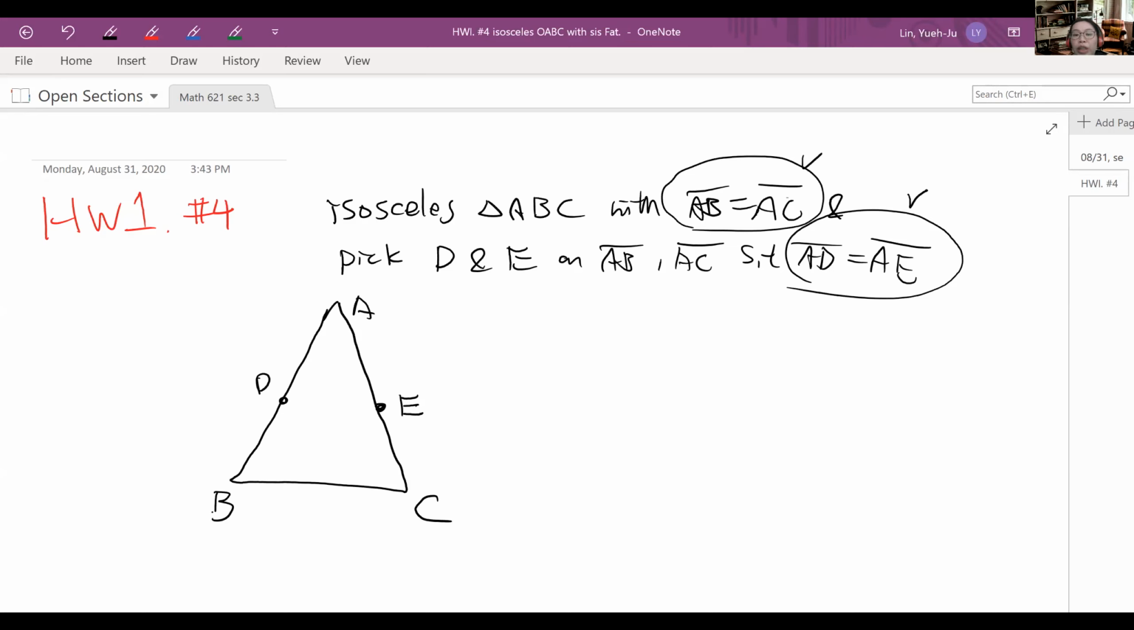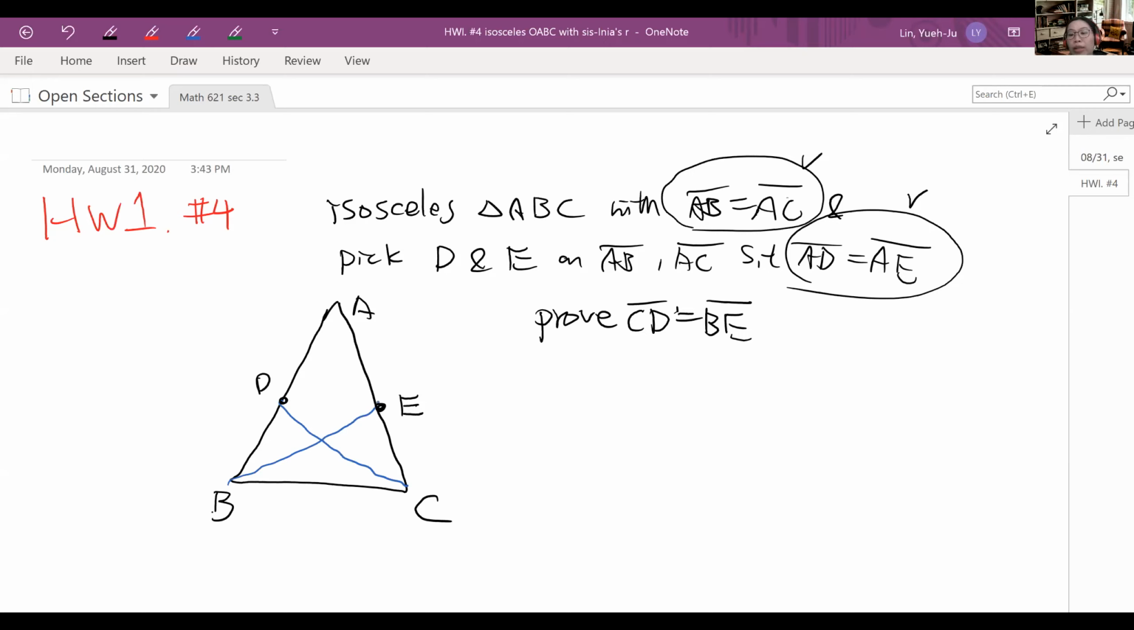Okay. So now you need to use this assumption, and I want to prove that CD equals BE. Okay, let me use different colors. So CD equals BE. First you need to get this picture correct. That's why the question asks you to draw the picture, because they want you to make sure that you really draw a correct indicative picture.